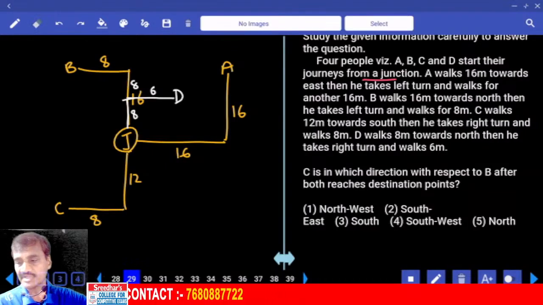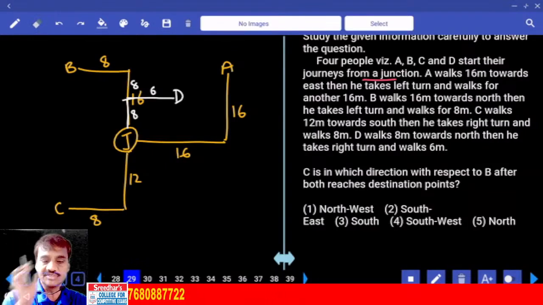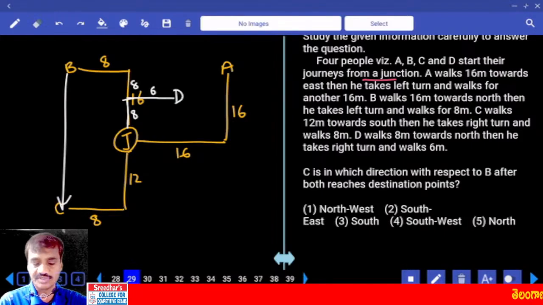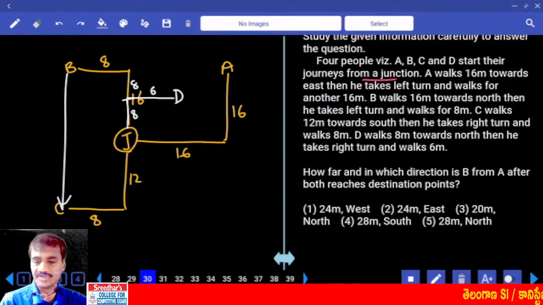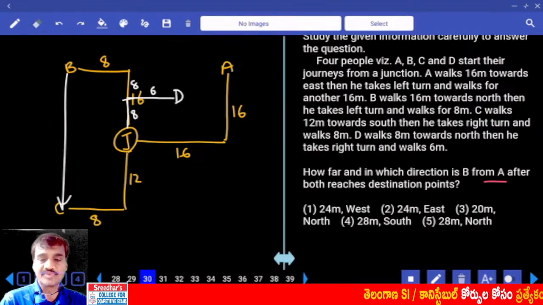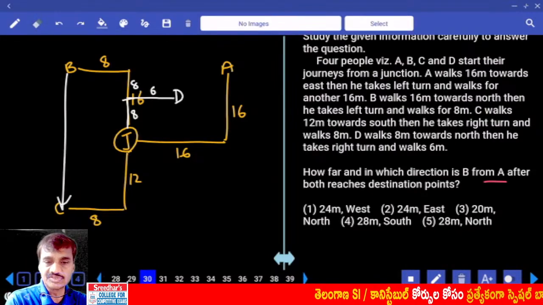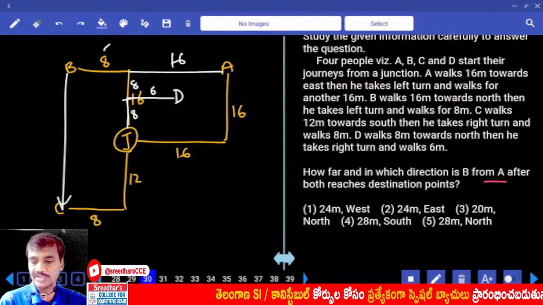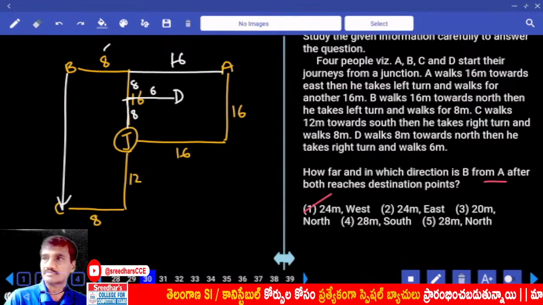C is in which direction with respect to B? South is the answer, choice 3. Then 13. How far and in which direction is B from A? Now we need to find the distance between these two. 8 plus 16 is how much? 24. Now B is 24 meters west, choice 1.